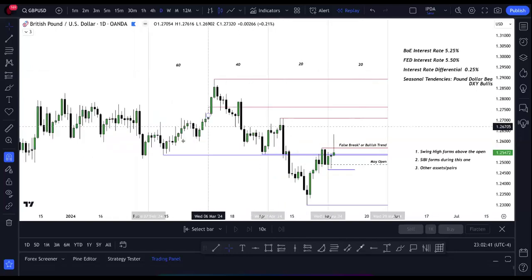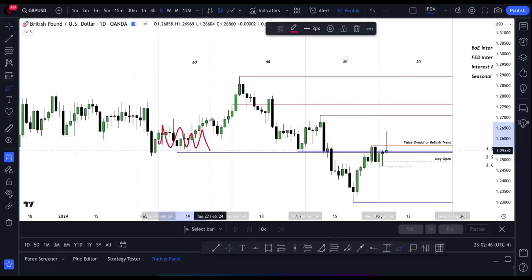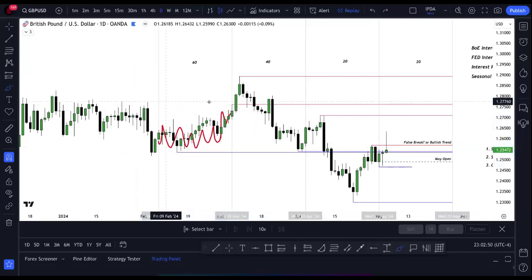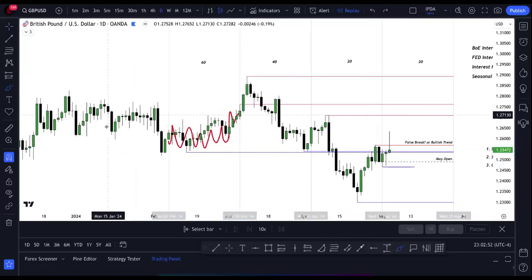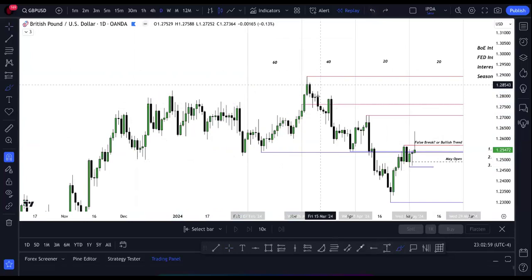Sometimes you'll get consolidation like this. February was choppy, and I didn't trade, and I knew better not to trade GU for February. I knew better not to trade GU for January. Look at January and February. Oh my gosh, horrible, horrible.